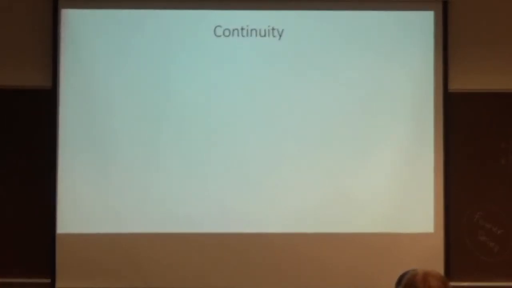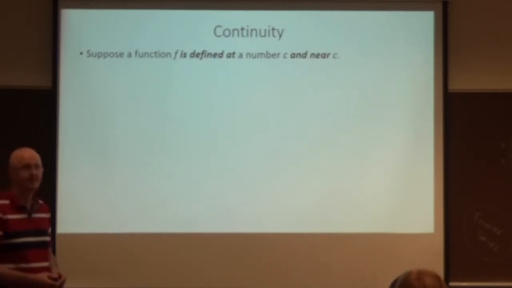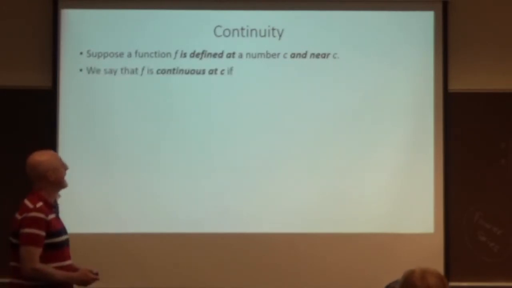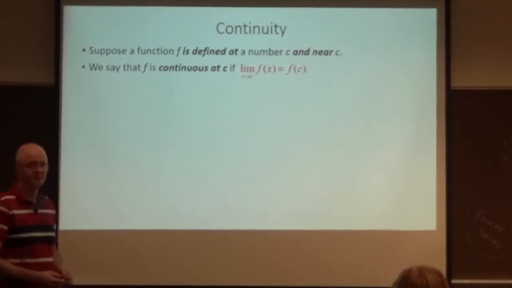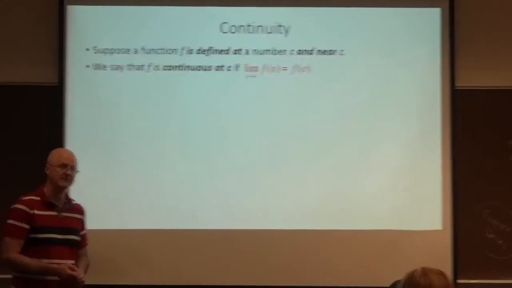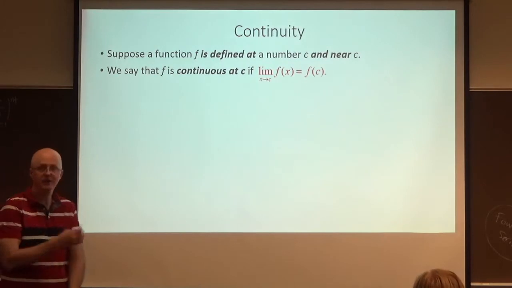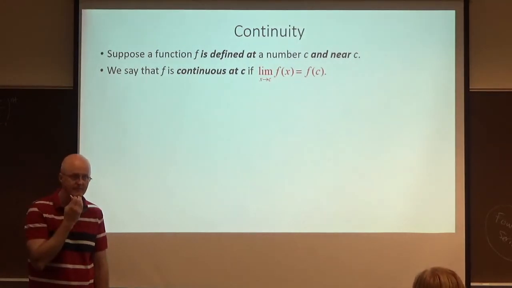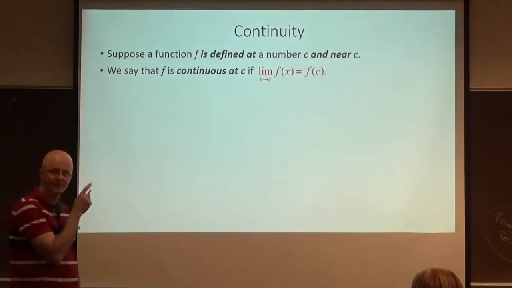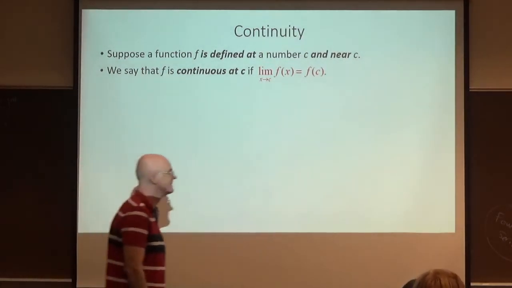This is related to continuity. This time, with continuity, the function does need to be defined at c. We say f is continuous at c if this equation is true: the limit of the function as x approaches c equals the function value at c. So continuity is actually related to limits. There are no holes in the graph. The holes are filled in. There are also no jump discontinuities.